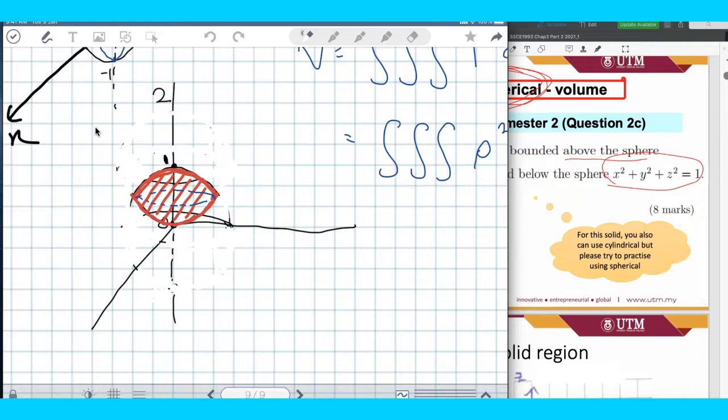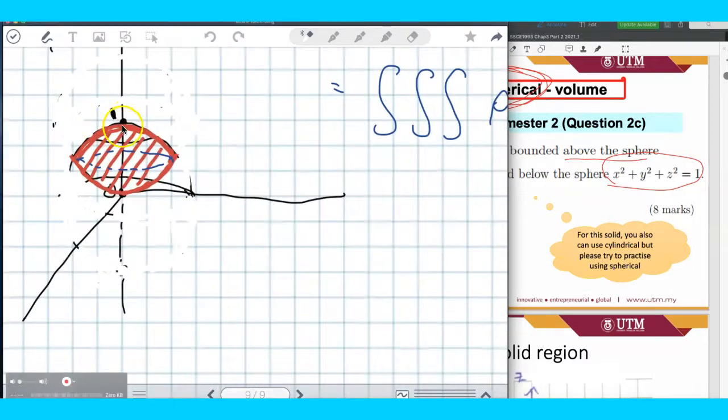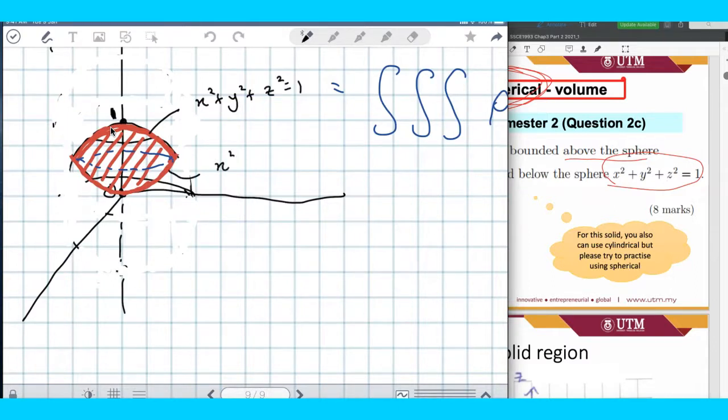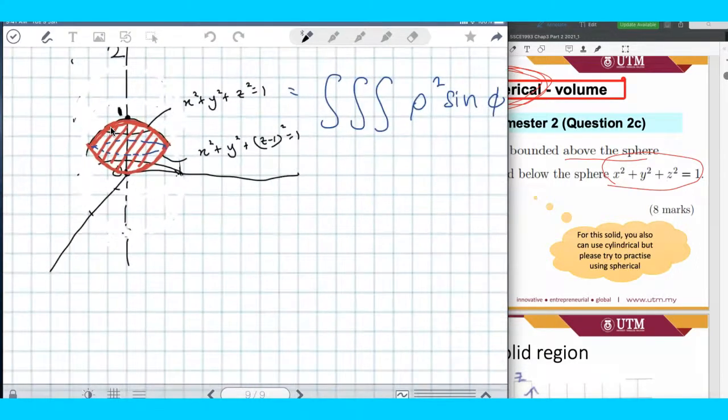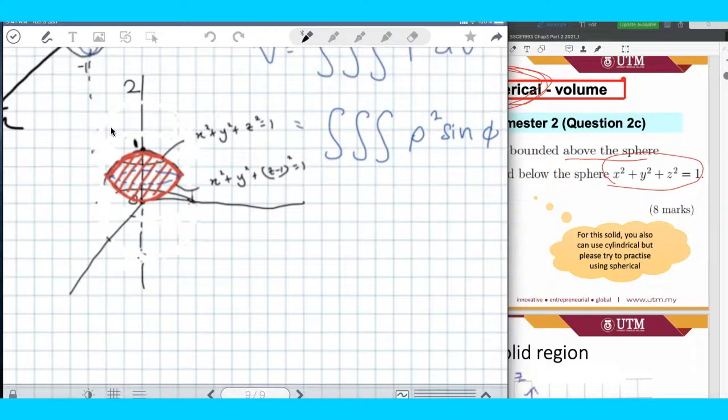Okay, but we know that the highest is 1. So here, just to notify ourselves, this one is from the sphere x squared plus y squared plus z squared equal to 1, and down here it belongs to x squared plus y squared plus (z minus 1) squared equal to 1. Okay, so now about the region.